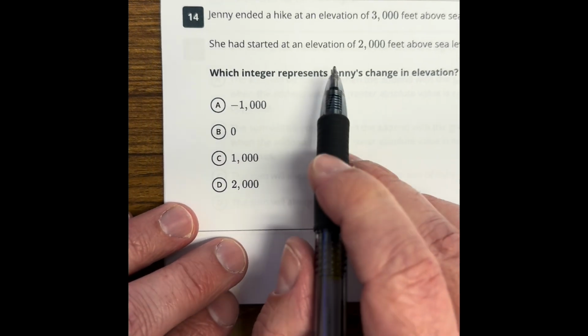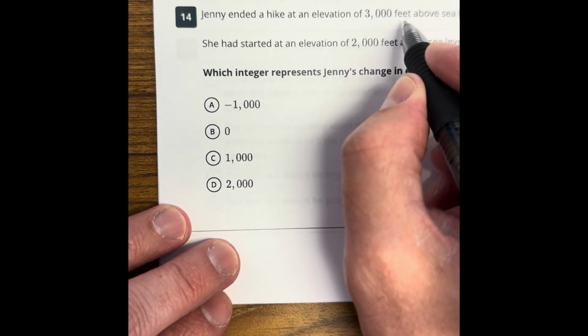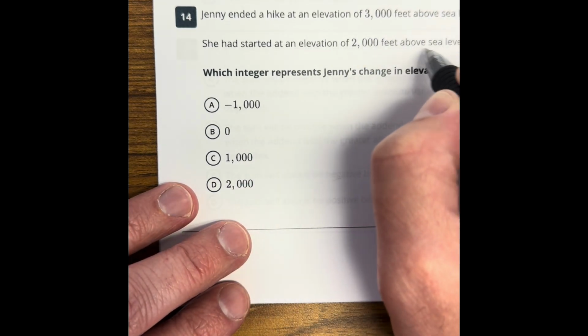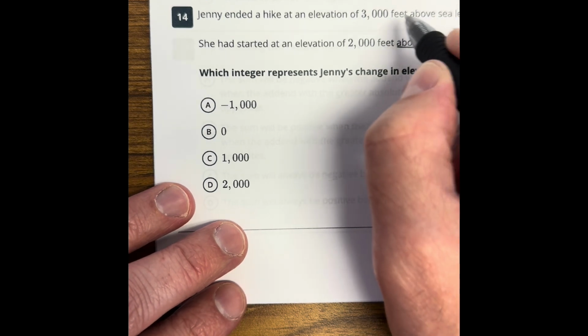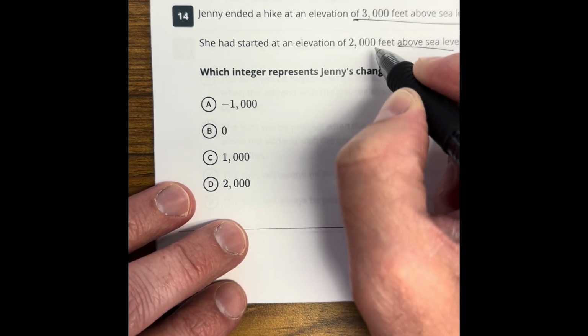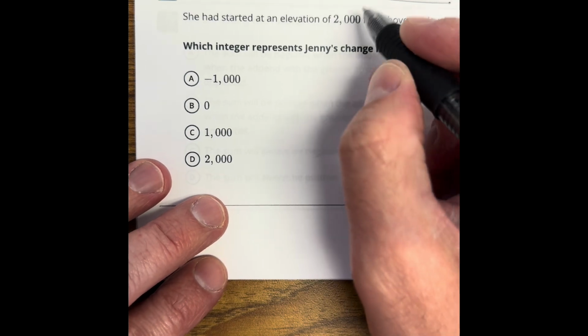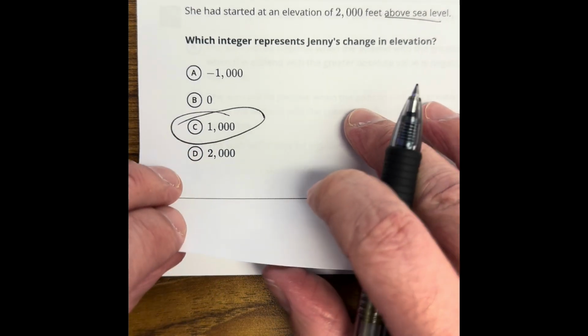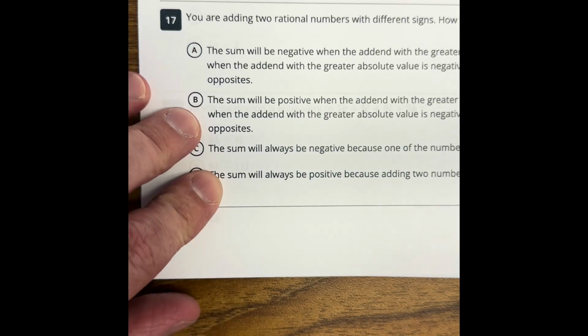14, Jenny ended a hike at an elevation of 3,000 feet above sea level. She had started at an elevation of 2,000 feet above sea level. Okay, well, she ended at 3,000. She started at 2,000. Okay, so what's the change? Well, she went up 1,000. So the answer is C, positive 1,000.